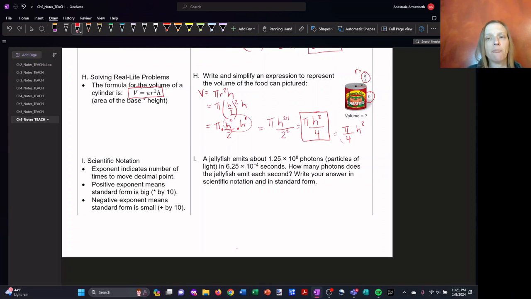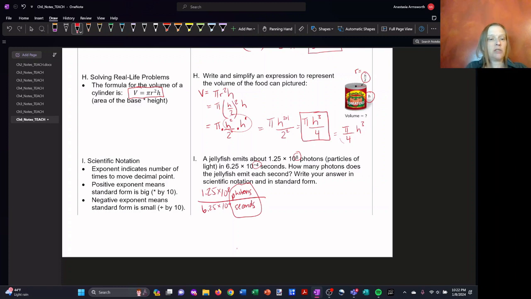When you've got positive exponents, that represents really large numbers. When you have negative exponents, that represents really small numbers. Here we're being asked to calculate the number of photons per second. So we want to do photons, 1.25 times 10 to the 8th photons per second. So I want to divide by 6.25 times 10 to the negative 4th seconds. And that gives us, you can see from the math problem, photons per second. Photons divided by second. It's going to give us a rate.